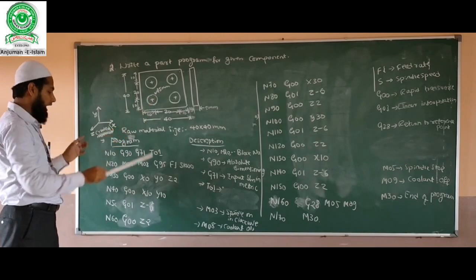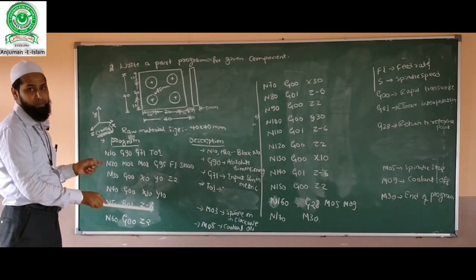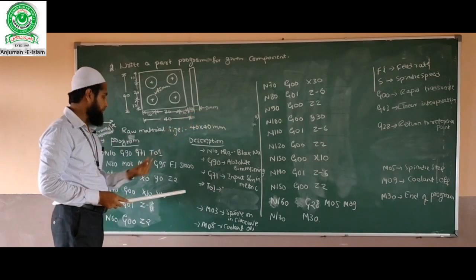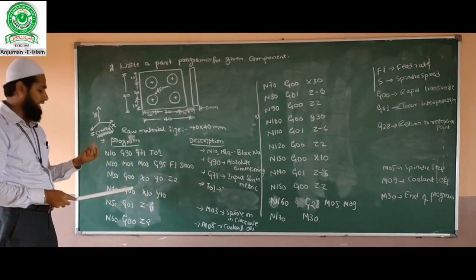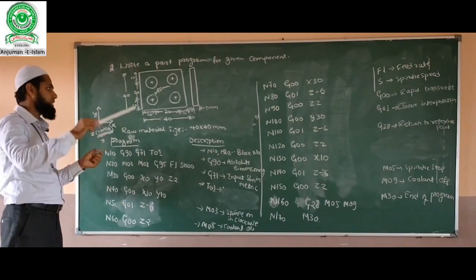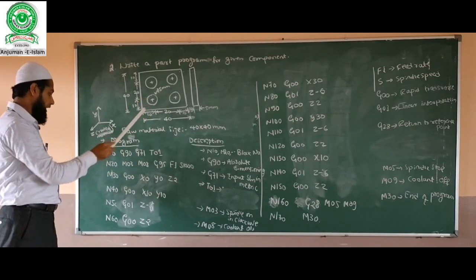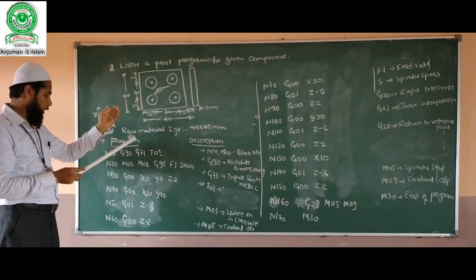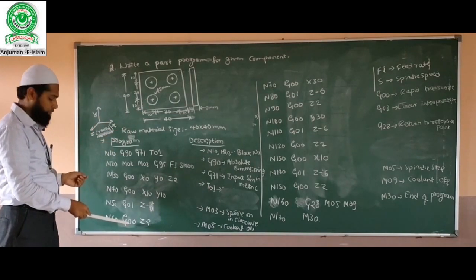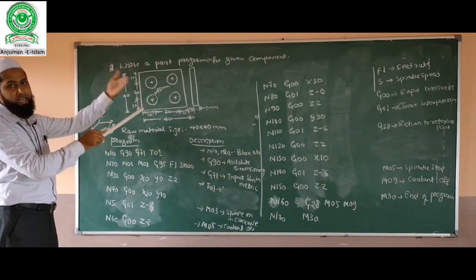After reaching this position, I will drill this component by using the command G01 Z minus 6. Here the thickness of the object is 5 mm, so I will drill using G01 Z minus 6, which means it will drill this component at this position. Afterwards, I will take the tool outside again by giving the command G00 Z2, which means it will come out and move to the next position.